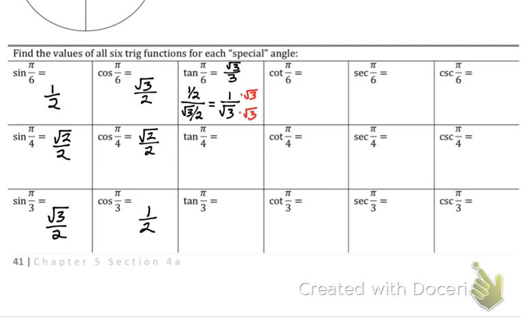Cotangent is just the reciprocal. Yes? How did you get... Did I mess up somewhere? No, no, that's right. How did you get 1/2 over square root of 3 over 2 in the first place? What's the sine value at pi over 6? What's the cosine?